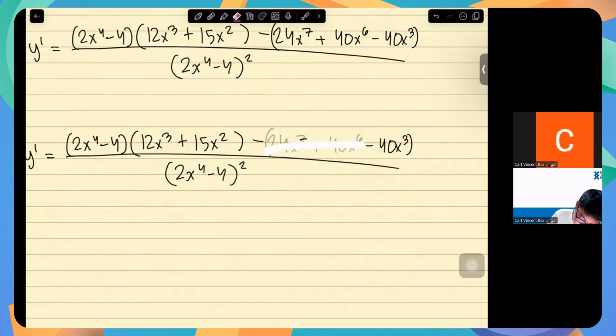So now we have negative 24x^7 minus 40x^6 plus, rather, 40x^3. And that is our final answer.